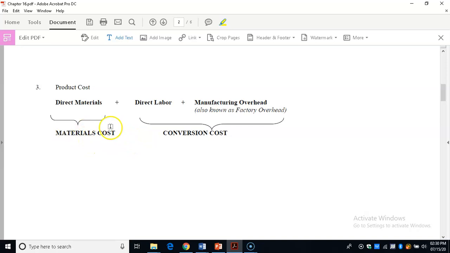And how do you convert your materials into a final product? Well, you have to have people working on the product. We call that labor. And you have to have all of your other costs. We call that manufacturing overhead. So what is direct labor and manufacturing overhead cost called together? We call that conversion cost. So what are the 2 product costs that we have? Well, the 2 product costs are materials and conversion cost.